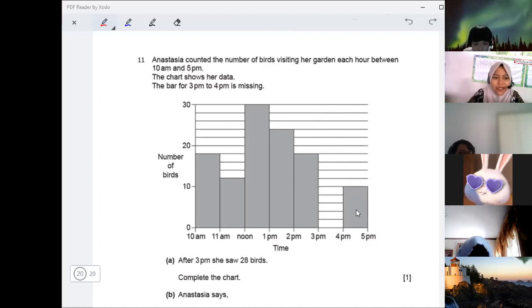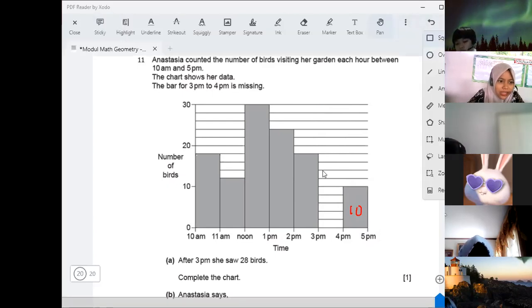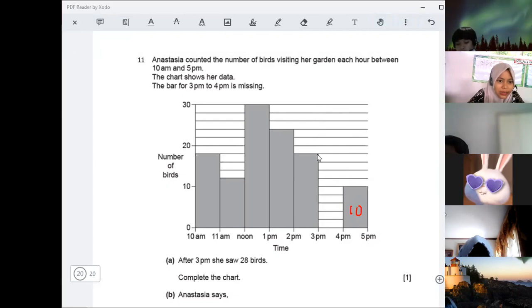Because we already have this is 10 sama after 3 p.m. kan ini juga ikut. Jadi udah ada 10 di sini. We just need to add 18 more ya. So 18 is right here. Okay ya.